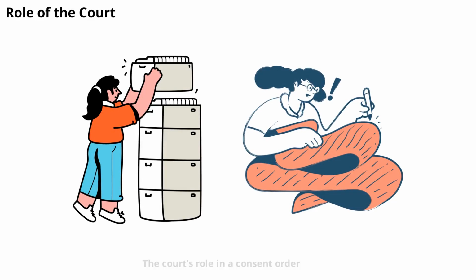The court's role in a consent order is to review and approve the agreement. Judges don't just rubber stamp any agreement. They make sure the terms are fair, legal, and in the best interests of everyone involved. In family law, for example, the court pays special attention to the welfare of children. If the judge finds the agreement reasonable, they issue the consent order.